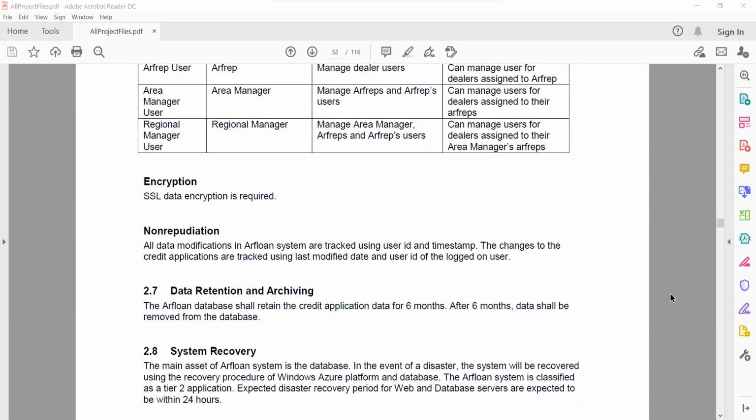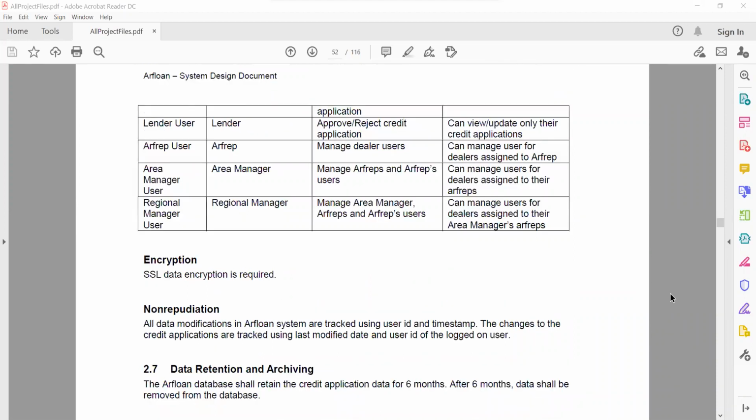So in here, right after encryption, you have a non-repudiation requirement. So essentially it tells us that I cannot create duplicates of things. Everything has to be tracked with the ID and the timestamp. That way every transaction is recorded as a unique transaction instead of creating a duplicate entry for the same thing over and over again.